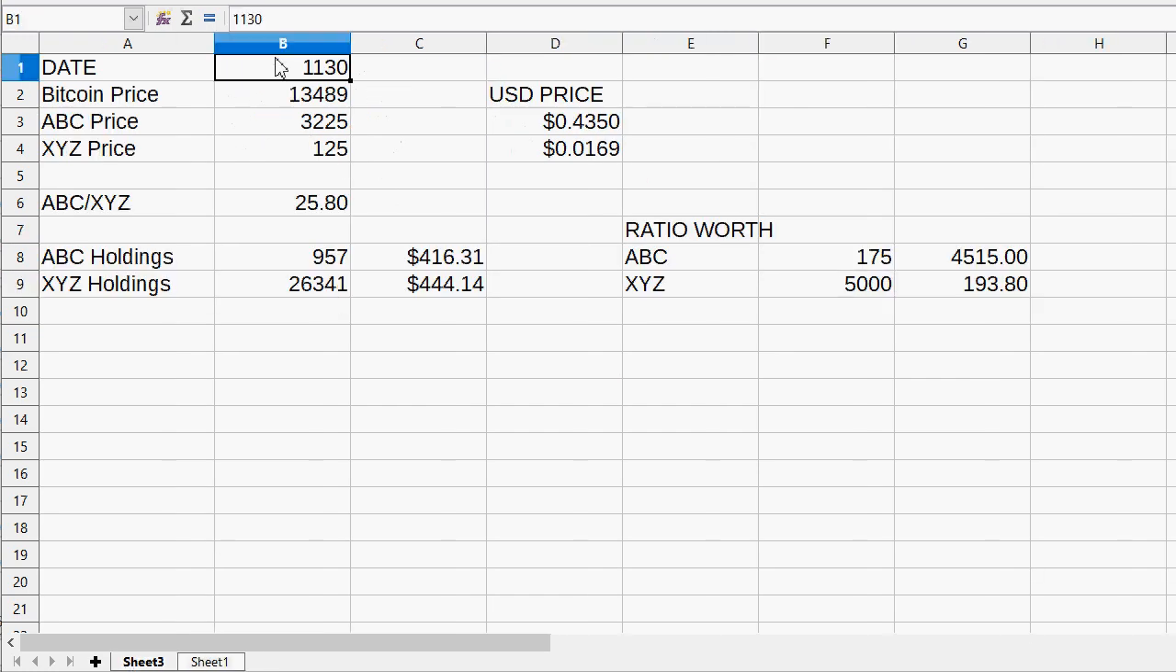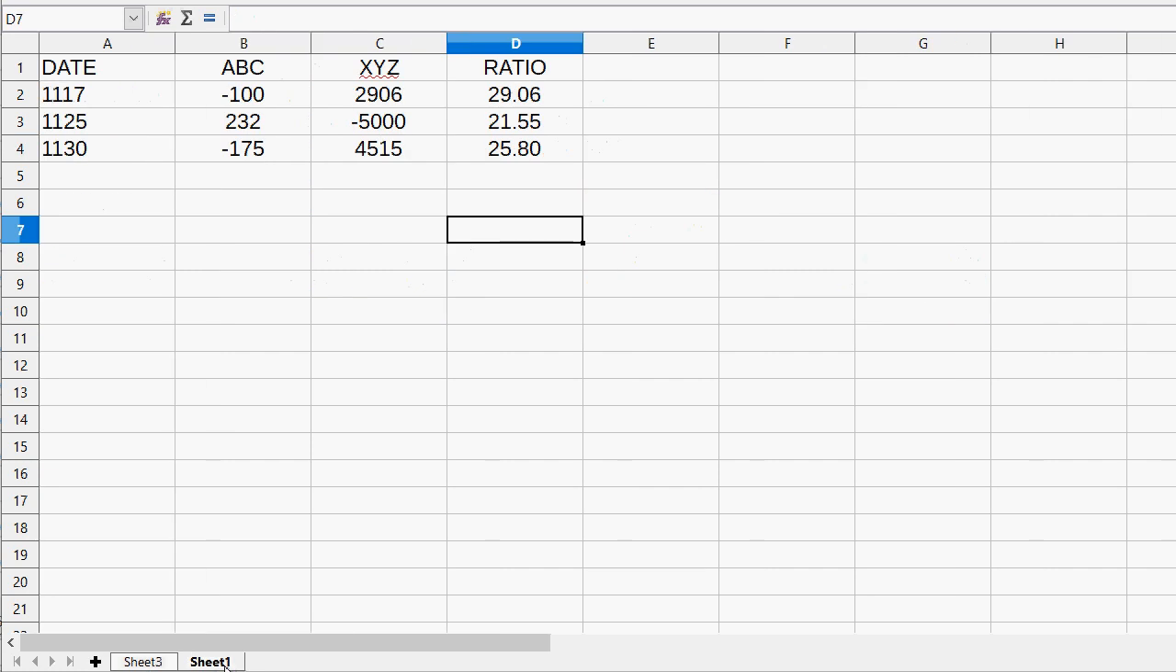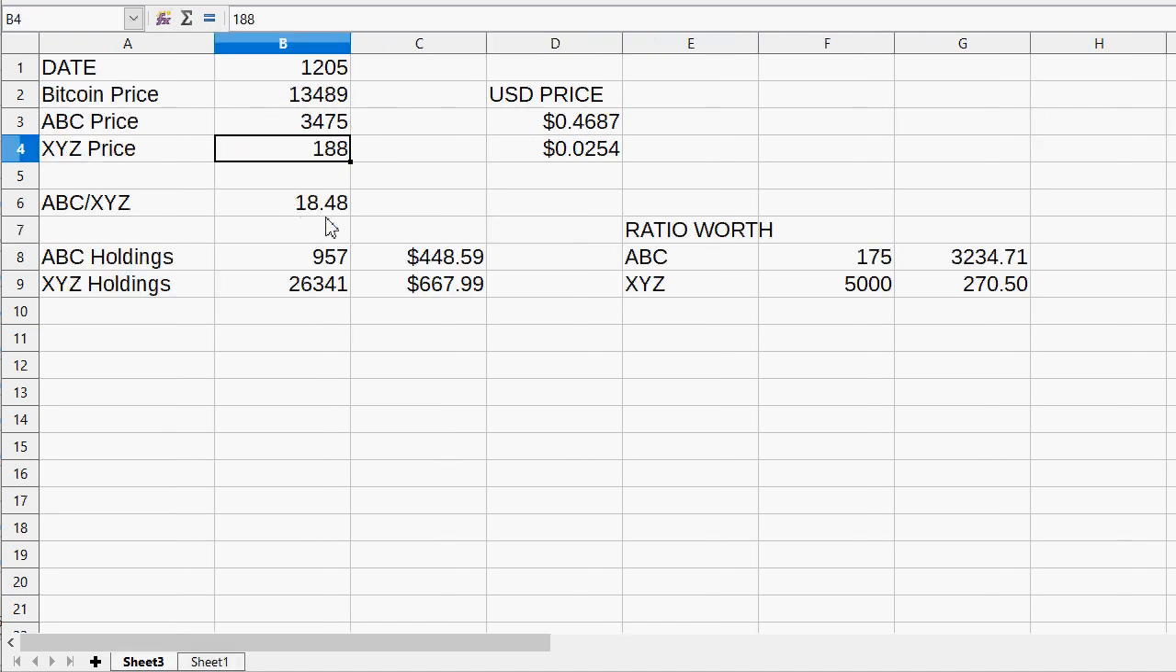And let's just assume that the market has one of these nice little moves, like a nice little dead cat bounce rally. But XYZ has a much nicer move. It goes up to 188, and this one goes to 34.75. So the ratio is 18.48. We can see, okay, that looks pretty good for that type of move. So we can make another good trade here.